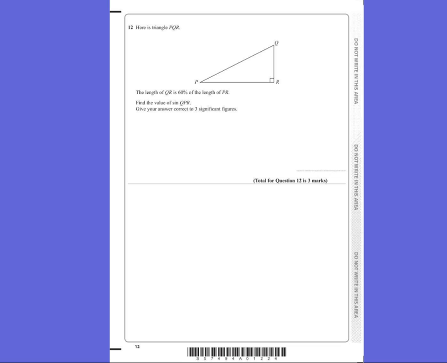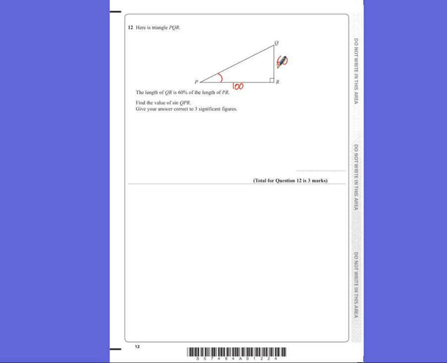Question 12. Here is a triangle PQR. The length of QR is 60% of the length of PR. Find the value of sin QPR. Now, basically we need the value of angle QPR here. And we know that QR is 60% of PR. So we can just choose two numbers where that is 60% of that. Now I'm just going to use the simplest ones, 60 and 100, because 60 divided by 100 is 60%.